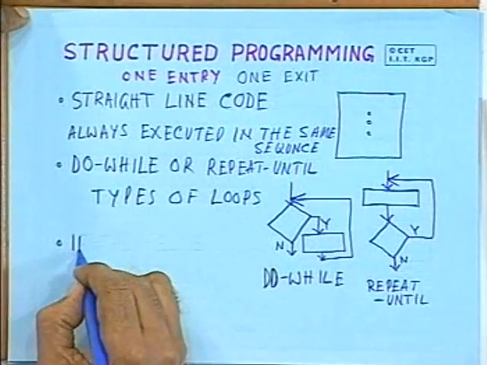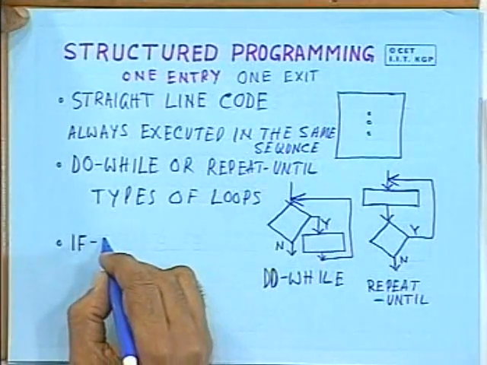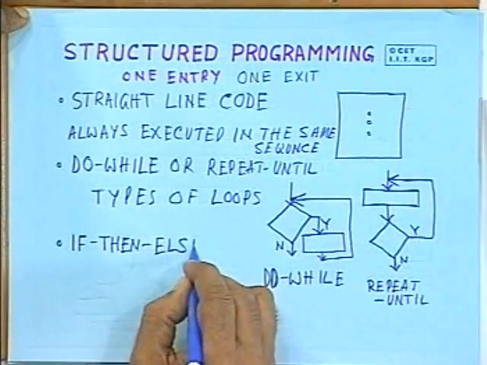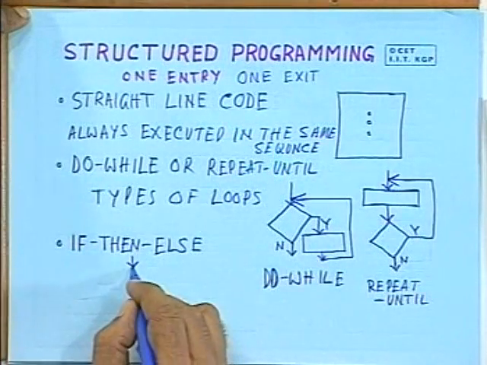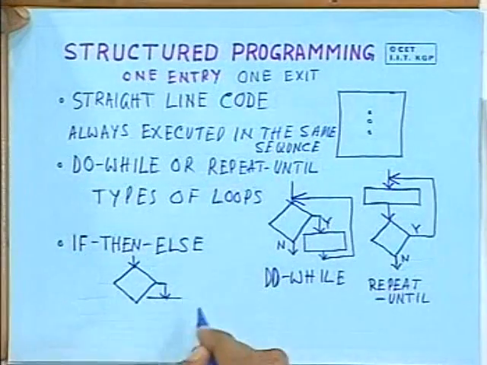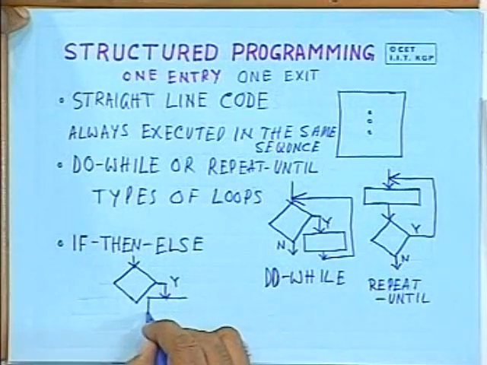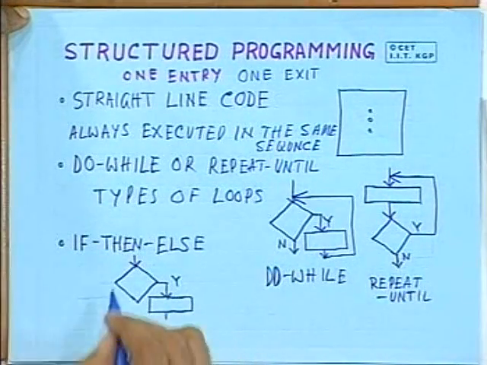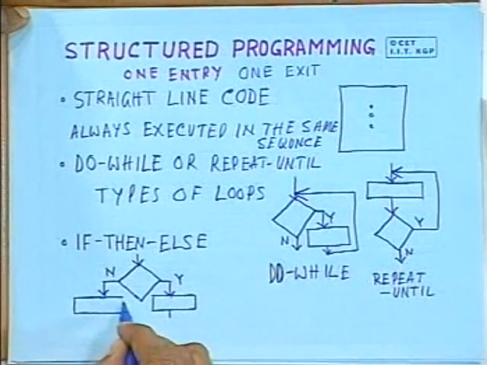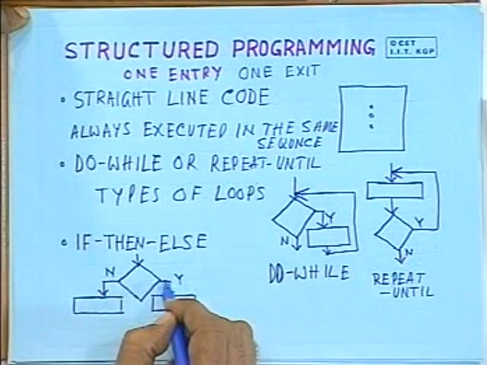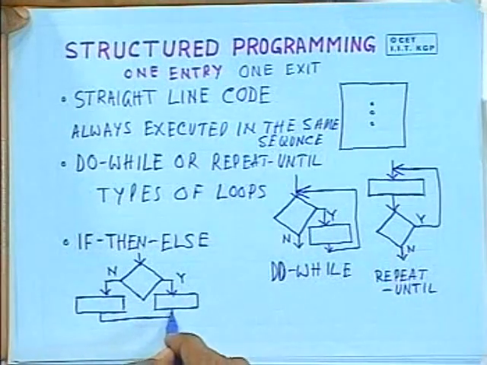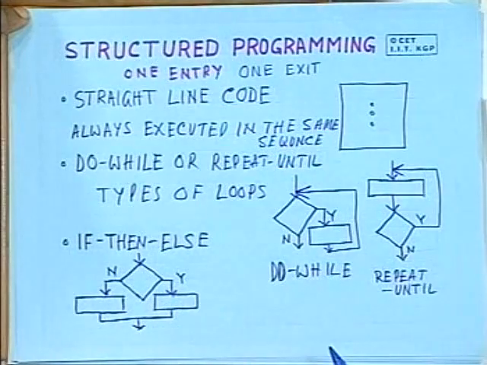These are the two types of loops which are commonly used in structured programming, and there is another type of decision making block, that is if then else. In if then else, there is a single entry, then there is a decision making, and if the decision outcome is true or yes, then a particular subtask is performed. If the outcome is no, then some other subtask is performed. Then it comes out through a single exit point.